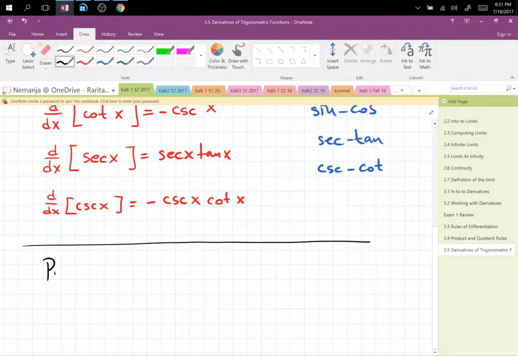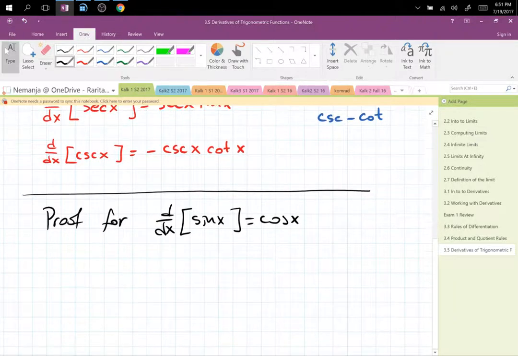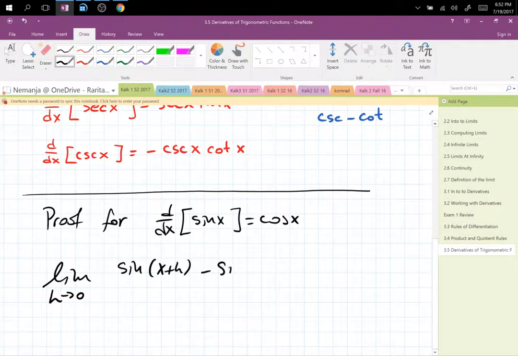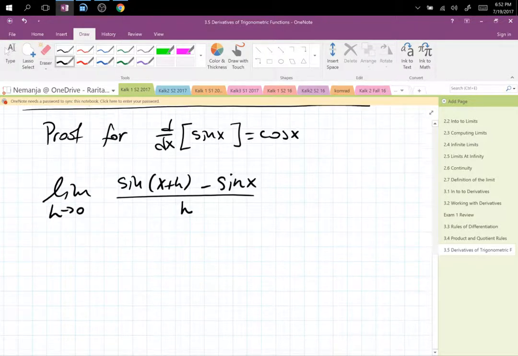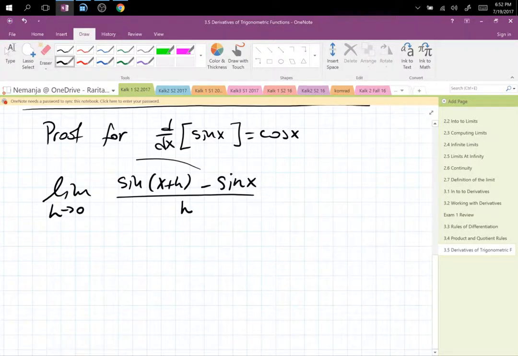So, the proof for the derivative of sine x is cosine x. The way it's done is we use the limit as h goes to 0 of sine of x plus h minus sine x, divided by h. The only thing that you can do in this case is to use the sum formula to expand this part.